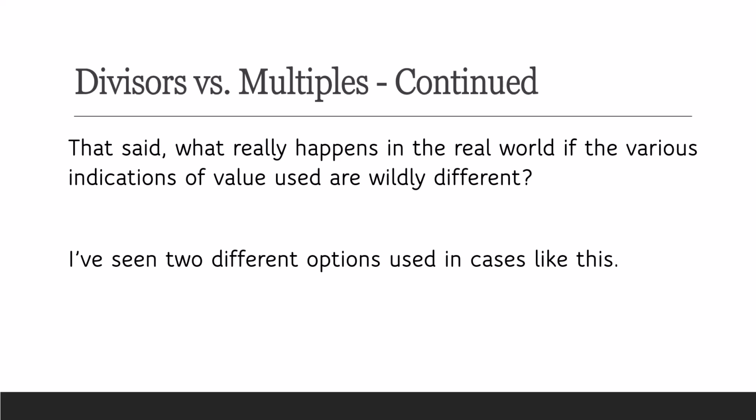Personally, I like to say, okay, if I have two different indications of value coming up with wildly different answers, I've got to look back at my own assumptions. Did I miss something? There are specific factors that affect each value conclusion. Is there an adjustment that I missed? Is the expectation of risk different from one method versus another? I'm going to try to figure out if I made a mistake somewhere or if the underlying data was flawed in some way.